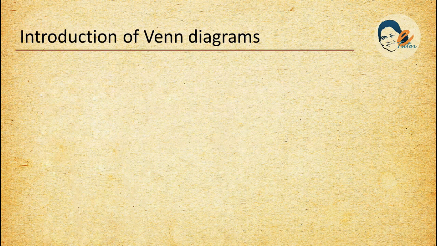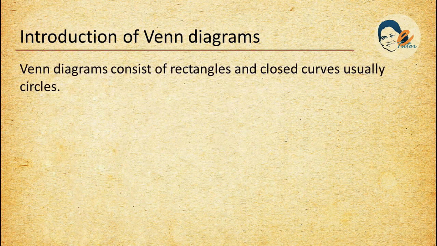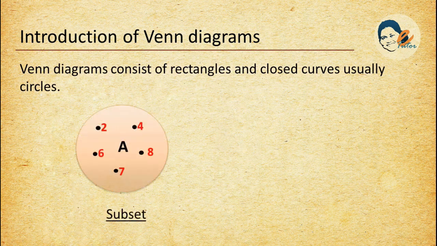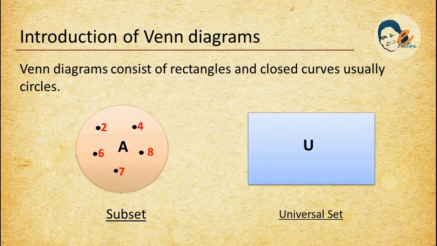Introduction of Venn diagrams. Venn diagrams consist of rectangles and closed curves, usually circles. Venn diagrams represent elements as points in the plane and sets as regions inside, usually circles, and universal sets by rectangles.